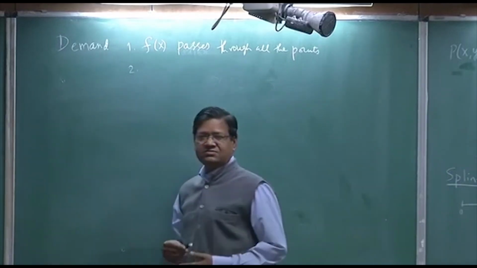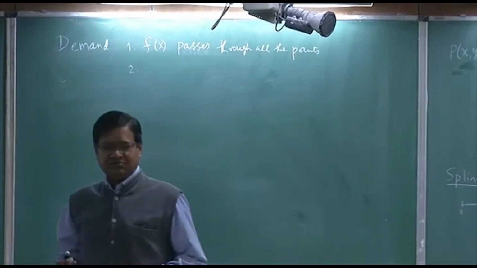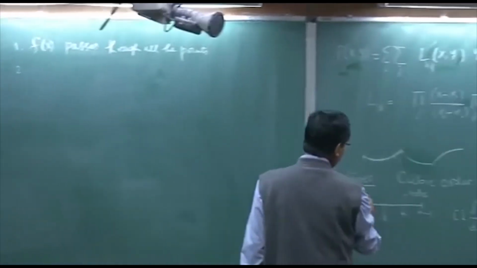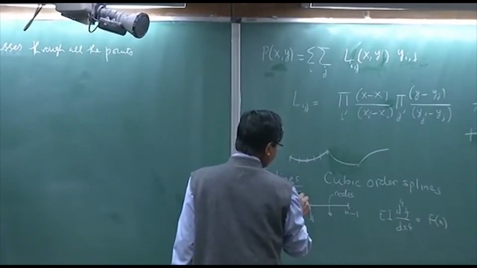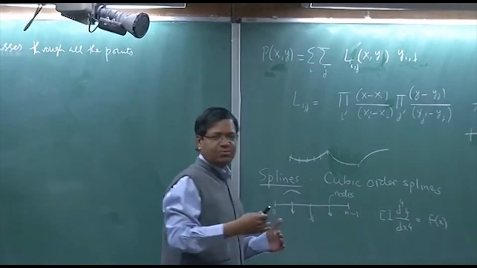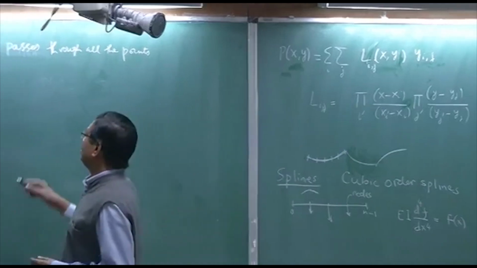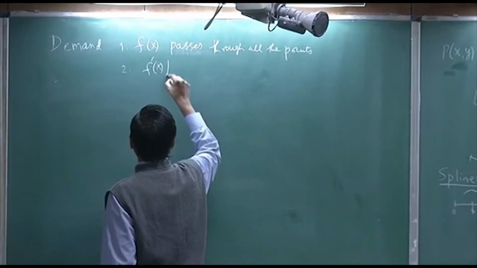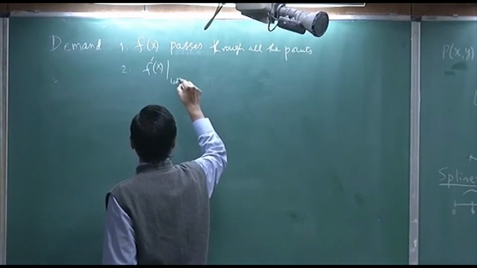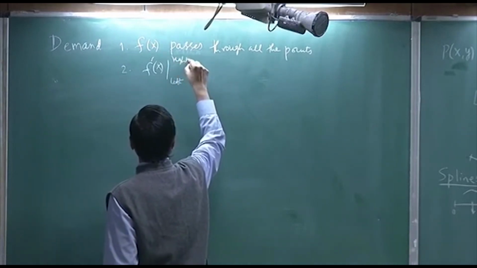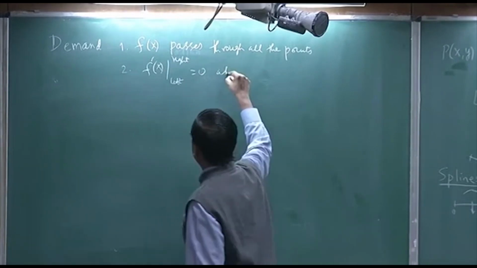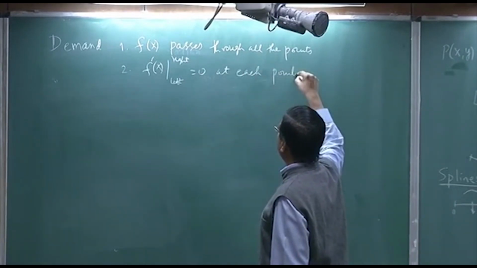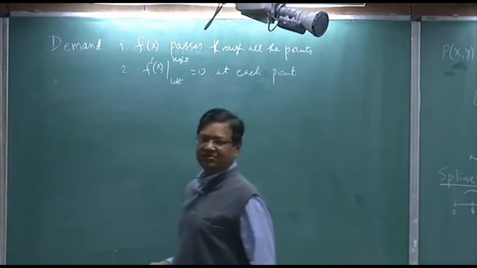Then the derivative is continuous across. So at each point I just have the derivatives, and the derivative also is continuous. So the slopes are equal from both the sides. So f prime x left, it's a differentiable function.